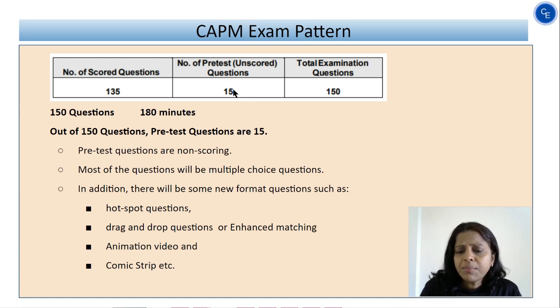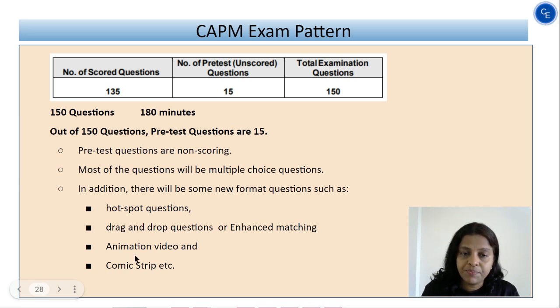PMI has introduced hotspot questions in the CAPM exam. They have introduced drag and drop questions, which are also known as enhanced matching questions. They have introduced animation video questions and comic strip questions. Other than multiple choice and multi-select questions, you will also be able to see all these different types of questions in the CAPM exam.